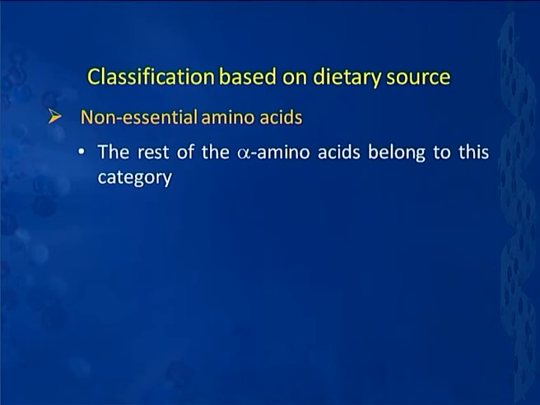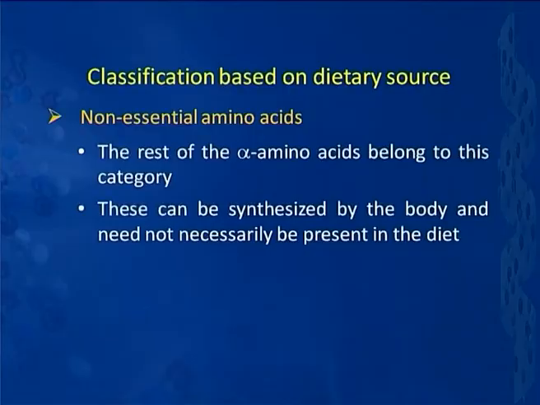The third class is basically non-essential amino acids. They are the rest of them: we listed 8 plus 2 plus another 2, so there are 12. The rest, 8 of them, belong to this category, and they are called non-essential amino acids. What it means is that they can be synthesized in the body and need not necessarily be present in the diet, but that does not mean that they should not be there. If they are there, fine.